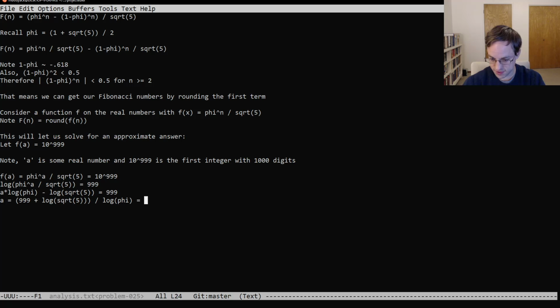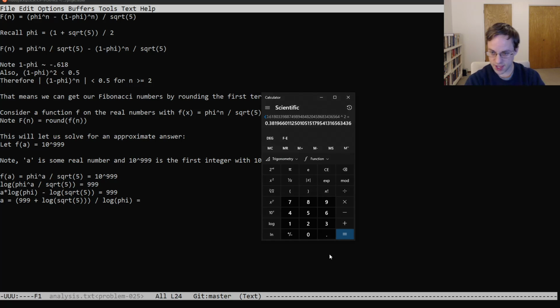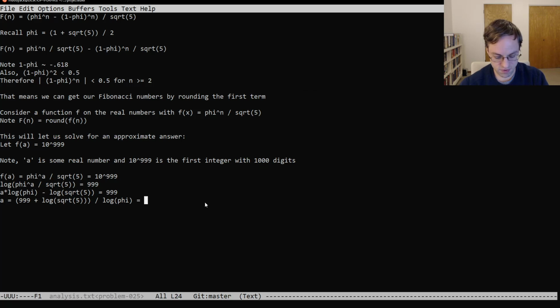Okay, so let's punch that into our calculator. We're going to get 5 to the 0.5, take the log of that, plus 999, divided by the log of phi. And so that's going to give us roughly 4,781.